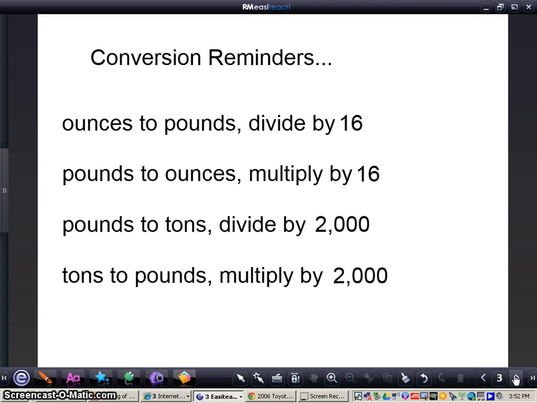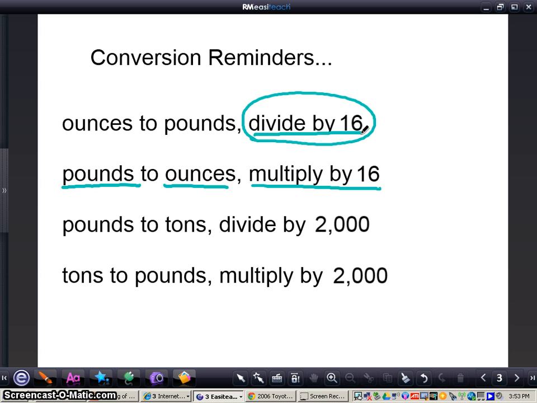Now, some conversion reminders. When you're going ounces to pounds, remember smaller to larger, larger to smaller, and all of that. This is smaller to larger, so that means we're going to divide by 16. You'll want to write these conversions down in your notes as well. Pounds to ounces, multiply by 16. Why do we multiply or divide by 16? Because 16 ounces equals 1 pound.